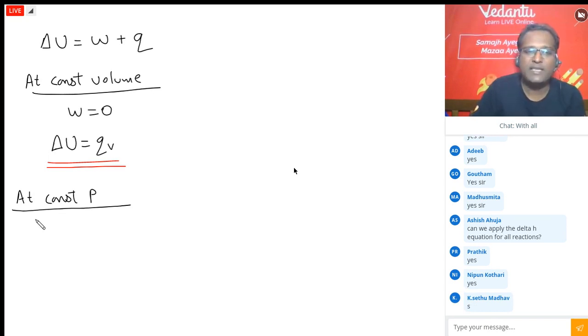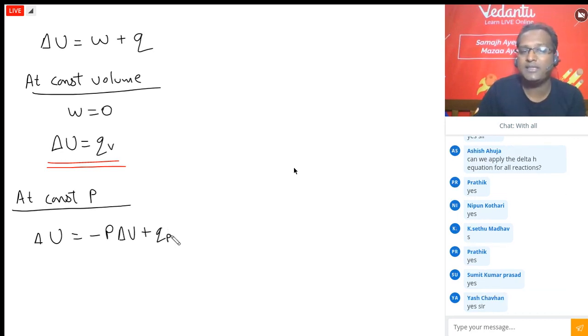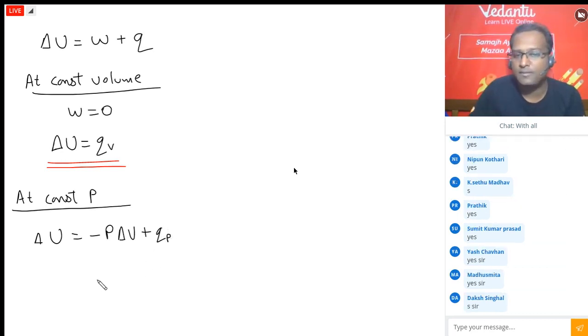Now, constant pressure process means what? What happens at constant pressure? Let's see what happens to my first law equation at constant pressure. If it is a constant pressure process, can I write it like this directly? Heat exchanged I'm calling QP, heat exchanged at constant pressure process. Now, do you see delta H?